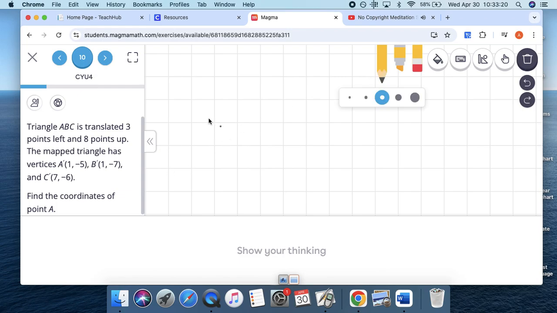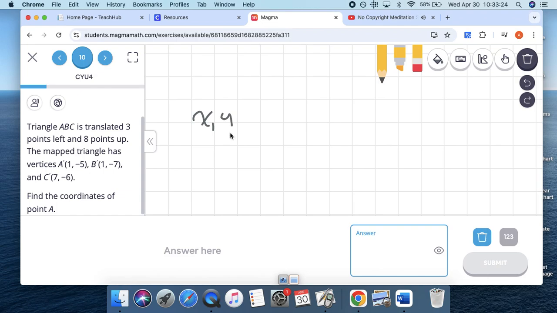So this one they don't have a graph. And we're talking, so give me the rules. XY, so we had a point XY, which in this case is -1, -5, because that's the one they're talking about, right? So what happened to X and Y? It went 3 to the left and 8 up. 3 to the left means X minus 3, and then 8 up means the Y value increased by 8.